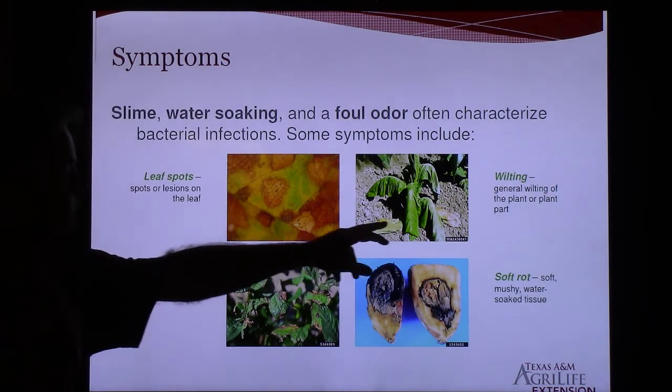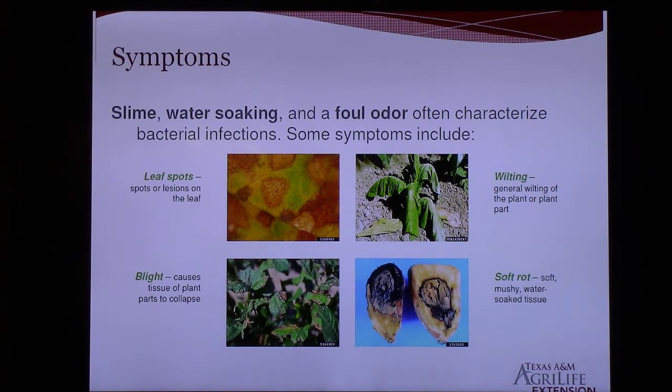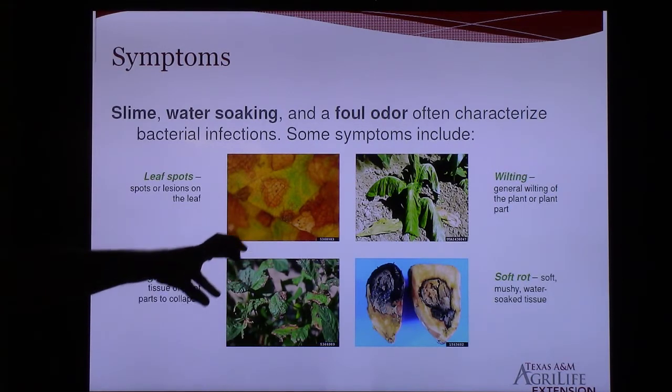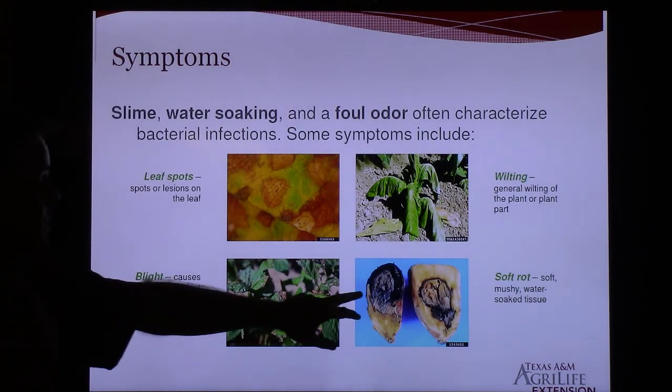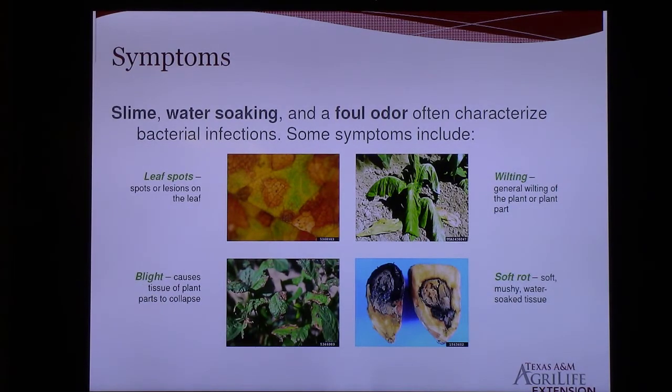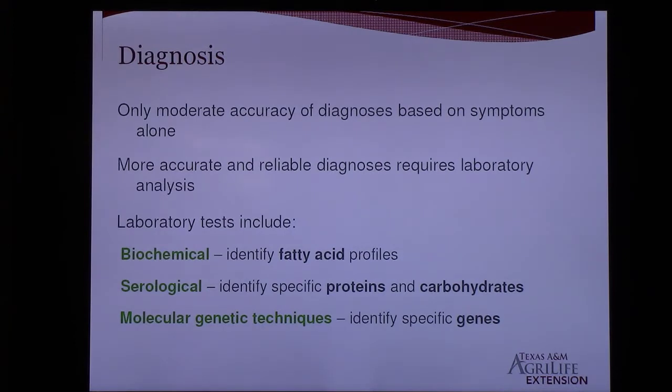You might see wilting. Well, is this a bacterial issue or is this a result of a lack of water? I don't know. But wilting is one of the signs of a bacteria problem. You're going to see a blight where parts of the leaves are going to turn brown. They might shrivel up a little bit. A blight causes the tissue of the plant parts to collapse. And then you might even see some rot. It's going to be soft, it's going to be mushy, you might get some of that water-soaked appearance. So those are some of the symptoms: leaf spots, wilting, blight, or soft rot. Those are some things to look for in trying to figure out what's going on. Okay, I think I might have a bacterial problem.